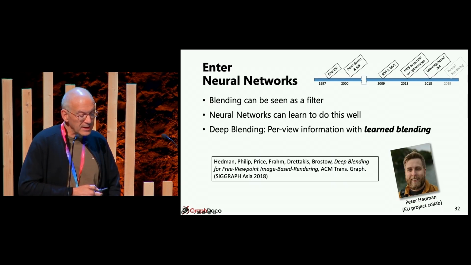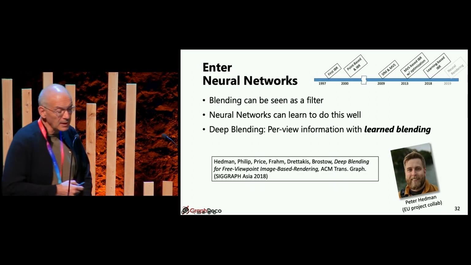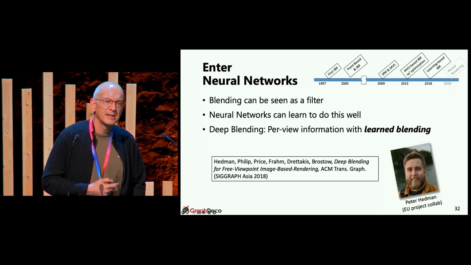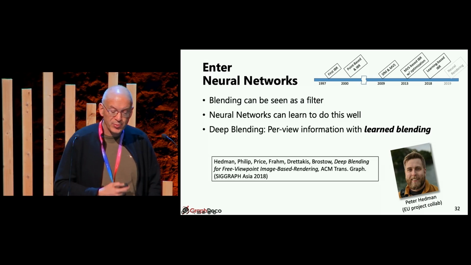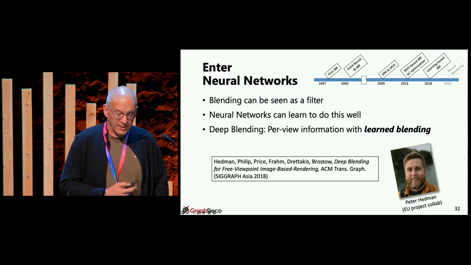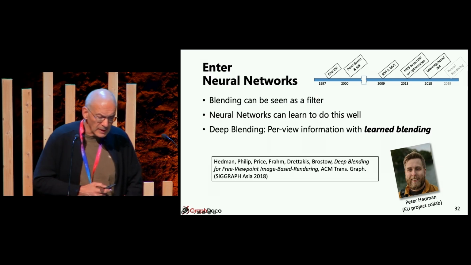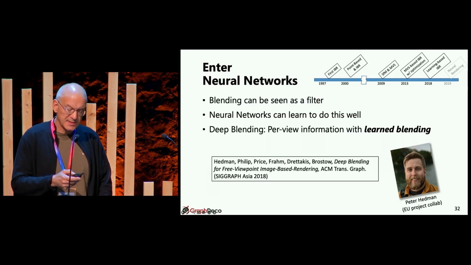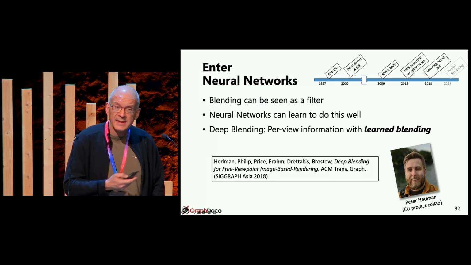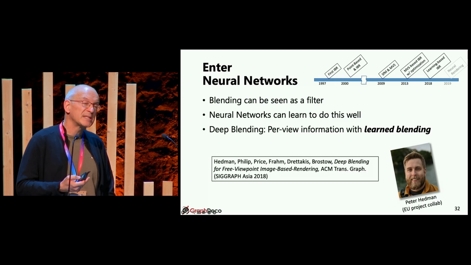And around 2018, neural networks had started to appear and prove their utility. And in particular, for one task that we were interested in, the blending step, blending can be seen as a filter.